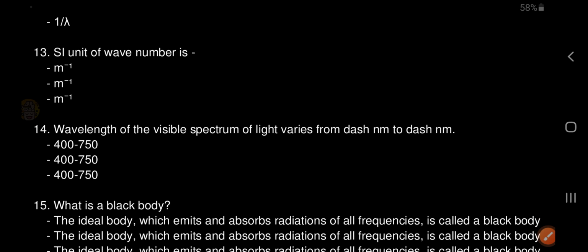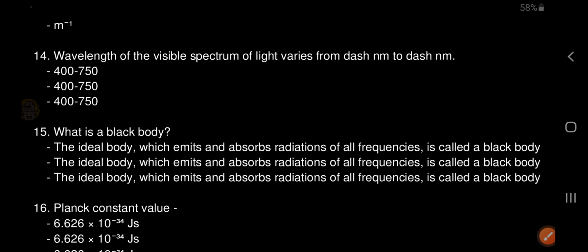Wavelength of the visible spectrum of light varies from dash nanometer to dash nanometer. 400 to 750. What is a black body? The ideal body which emits and absorbs radiations of all frequencies is called a black body.